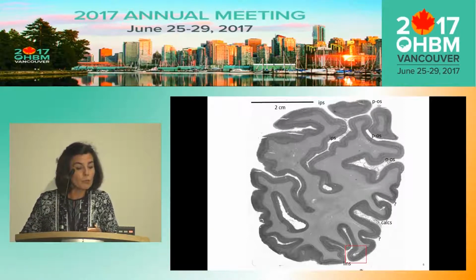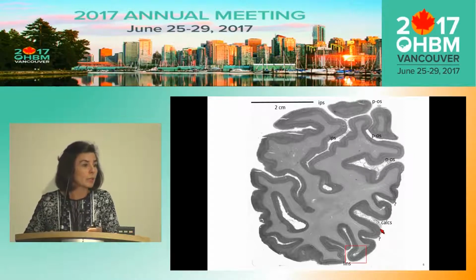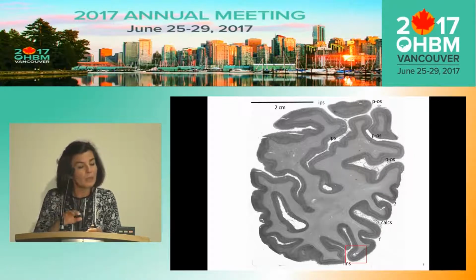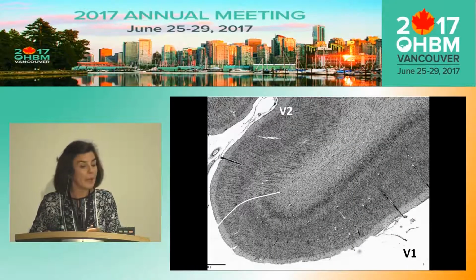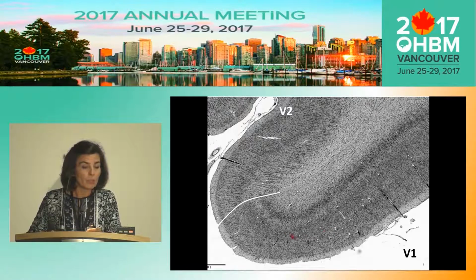If we now zoom in to this area highlighted with the red box, which is the position at which in this section the border between V1 and V2 is, at a higher magnification, you can see here on the surface of the brain, the medial surface, we've got V1, and going into the lingual sulcus, we've got V2.